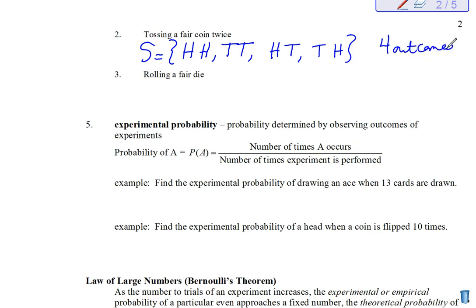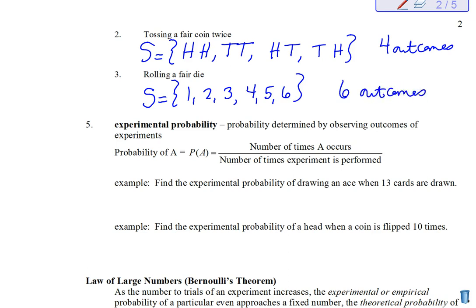On the next one, we are rolling a fair die, so we have 1 die. So the sample space, what I could get, the outcomes would be a 1, a 2, a 3, a 4, a 5, or a 6. So here, 6 outcomes. Okay, next definition we have is experimental probability.